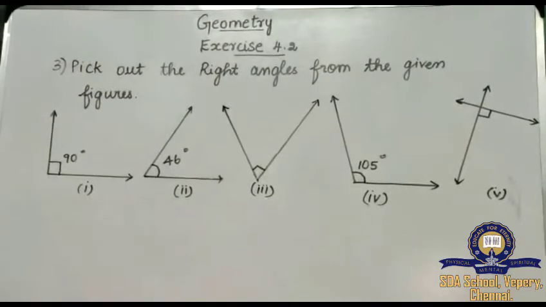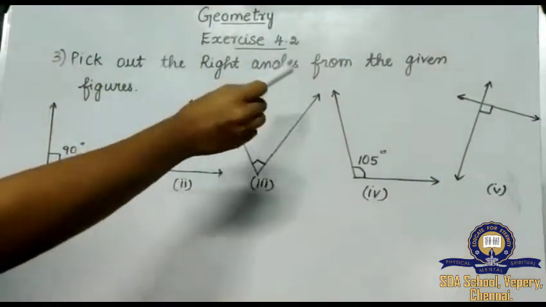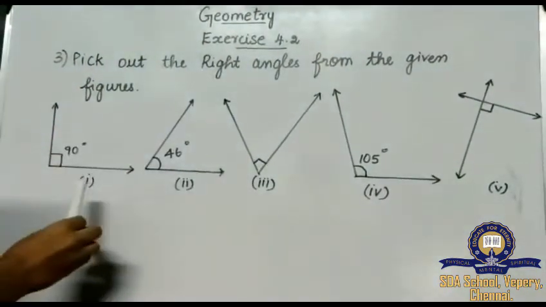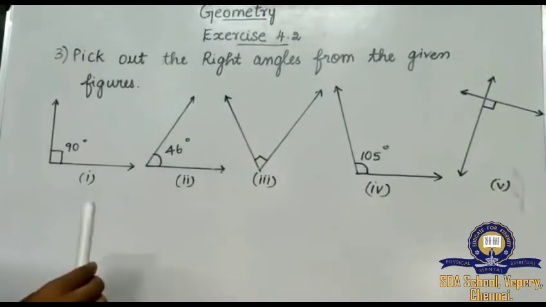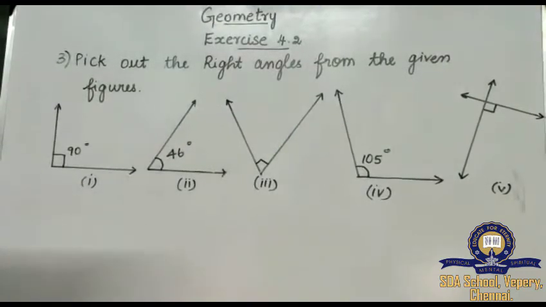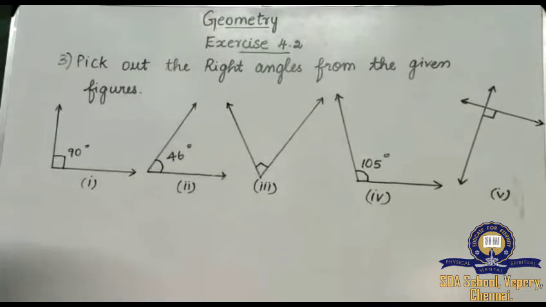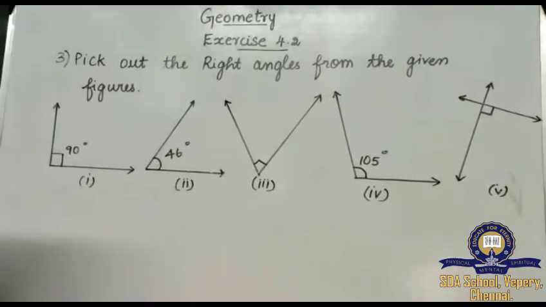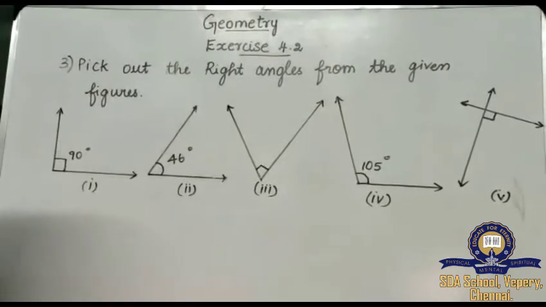Now we'll move to the third sum. The third question is: pick out the right angles from the given figures. There are 5 figures given in this question, and you are supposed to pick out the right angles from the given figures. You all know what a right angle is, right? An angle measuring exactly 90 degrees is said to be a right angle.